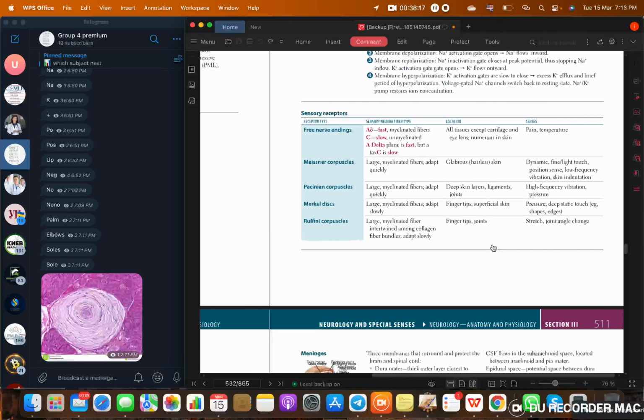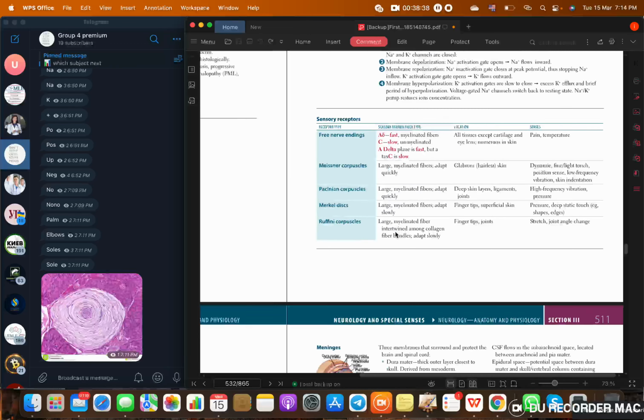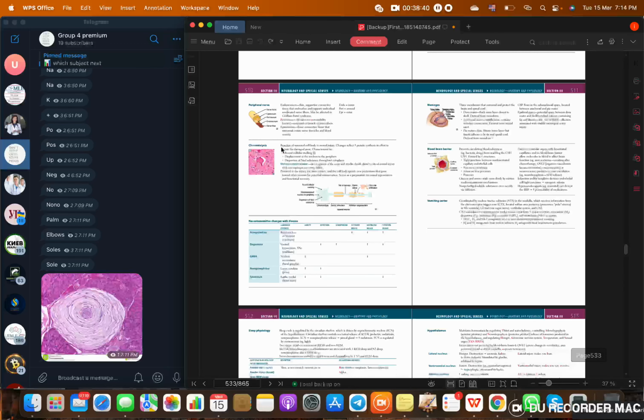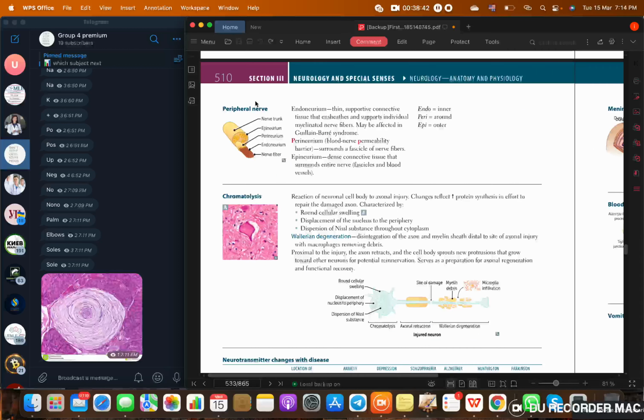If I was you, these are really annoying to memorize. I would memorize that myelinated are the alpha and delta. Unmyelinated are the C, fast and slow, both of them for pain and temperature. I will know that the free nerve ending is for that. I will not worry too much about the Meissner, Merkel or Ruffini, but I would master Pacinian corpuscles because they do ask about this. The next thing is about the peripheral nerves.